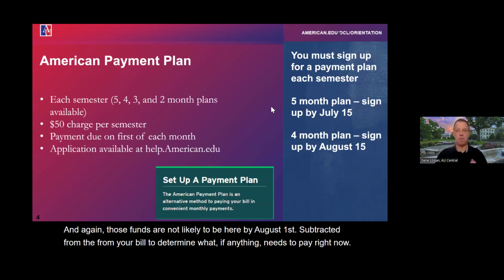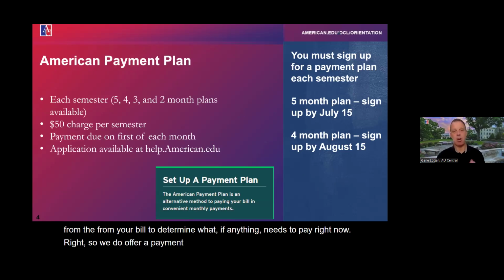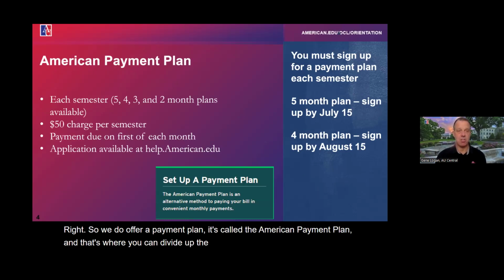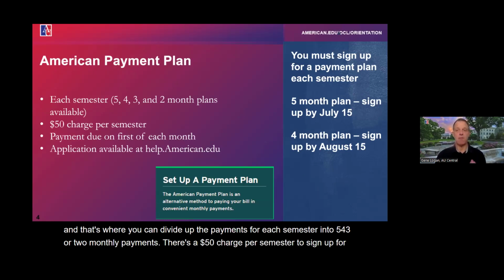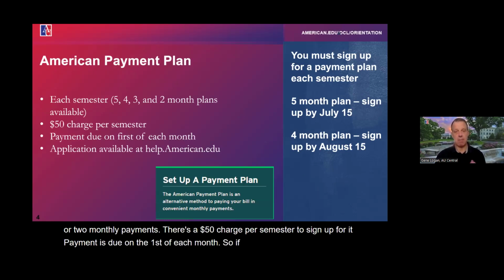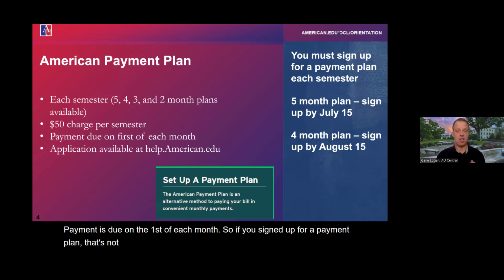Right. So we do offer a payment plan. It's called the American Payment Plan. And that's where you can divide up the payments for each semester into 5, 4, 3, or 2 monthly payments. There's a $50 charge per semester to sign up for it. The payment is due on the first of each month. So if you signed up for a payment plan, that's not a soft deadline. You are committing to pay by the first of each month.